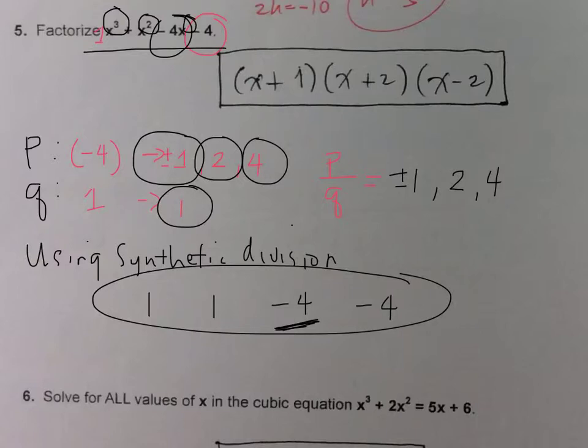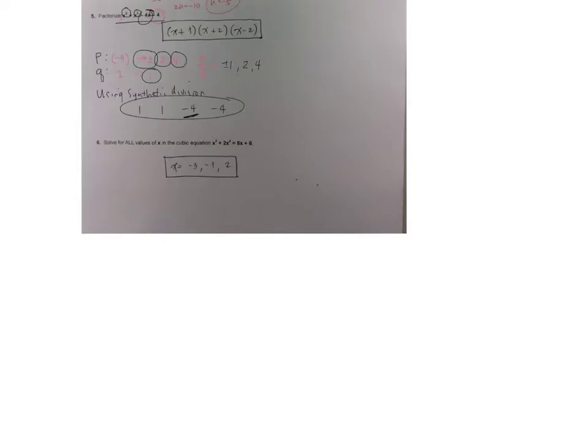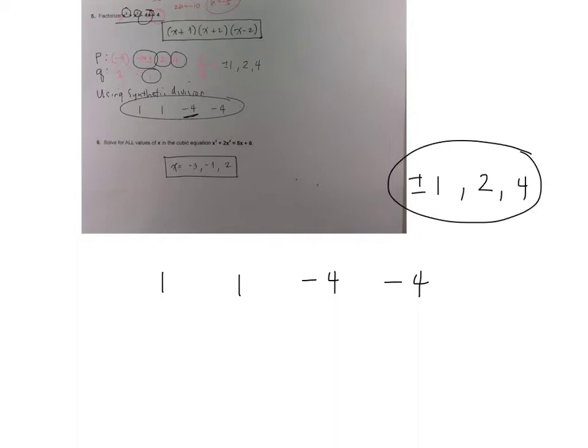Okay, so how do we use the P over Q? So you can select the smallest number, which is 1. So you have to try 1. So when you do synthetic division, okay, so we know the numbers are 1, 1, negative 4, and negative 4. The options for P over Q are 1, 2, and 4, positive and negative. Let's try 1 first. So we test 1.